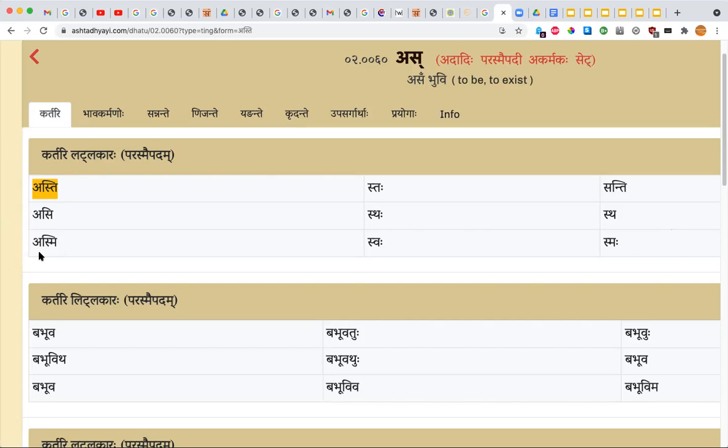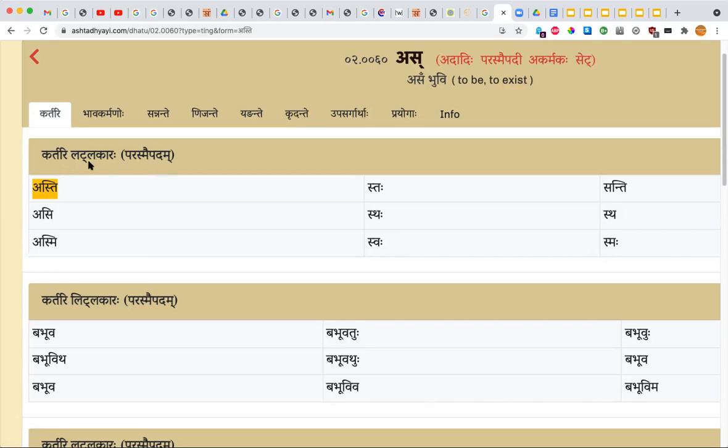Aham Bengaluru nagare asmi. Avam Bengaluru nagare svah. Vayam Bengaluru nagare smah. Artham kim asti? I am in Bangalore. We two in Bangalore. We all in Bangalore. Uttama. Asti stah santi, asi sthah stha, asmi svah smah.